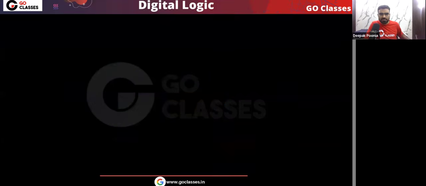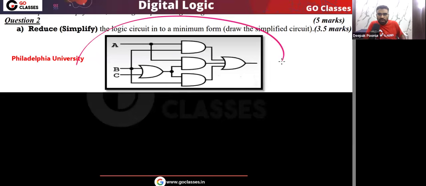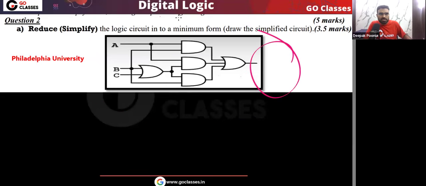Very simple. Let's solve this question from the Philadelphia University. We need to reduce or simplify this logical circuit to a minimum form, and we will draw the simplified circuit. So first you find out what this circuit is implementing, the output of this circuit. You find the Boolean expression for the output of this logic circuit, the function realized by this logic circuit.